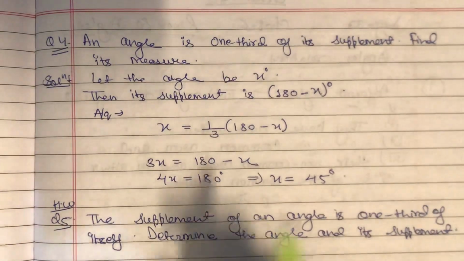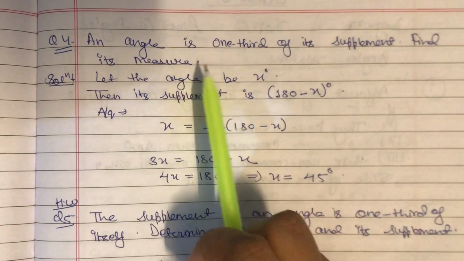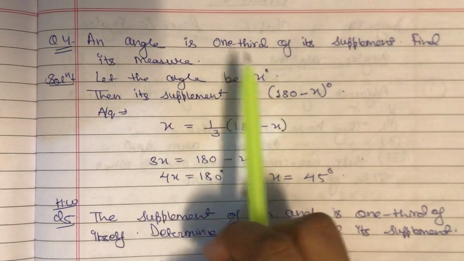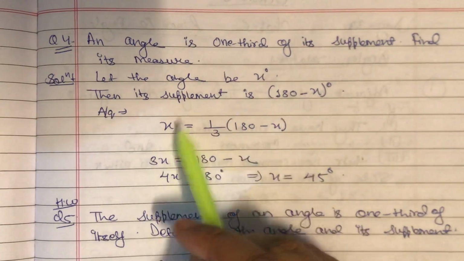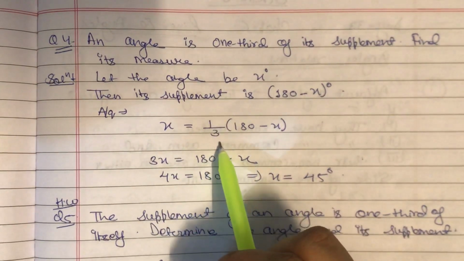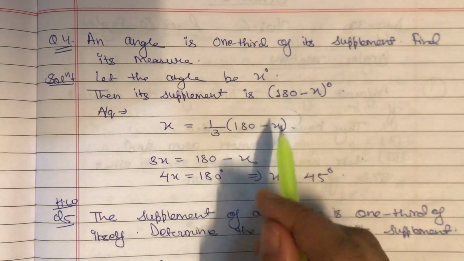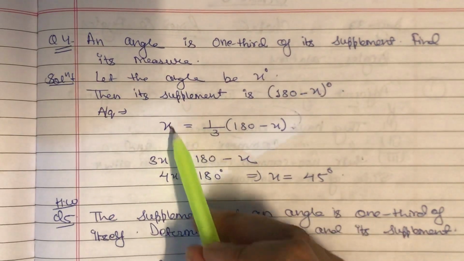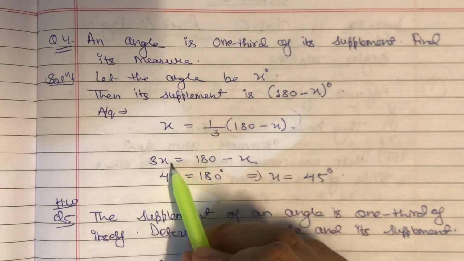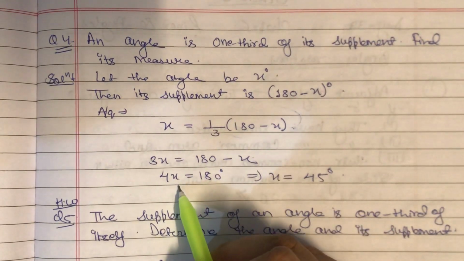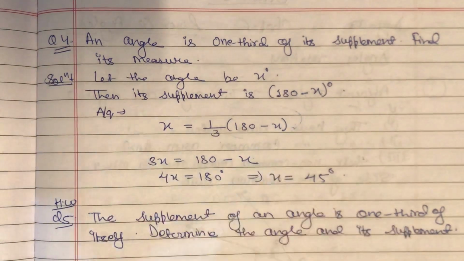Question number 4. Find an angle which is 1/3 of its supplement. Find its measure. Now here let the angle be x. So its supplement will be how much? 180 minus x. According to the question, this angle is 1/3 of its supplement, and the supplement is 180 minus x. So once you solve this, this 3 will go to the LHS side. It will become 3x equals 180 minus x. So this x will be shifted to the LHS side. It will become 4x equals 180. So x will be 45 degrees. This is the required answer.